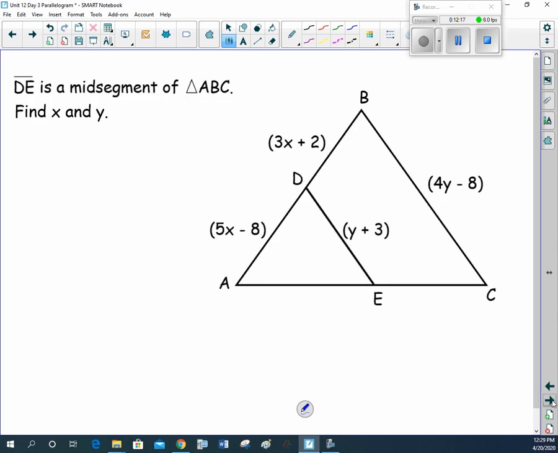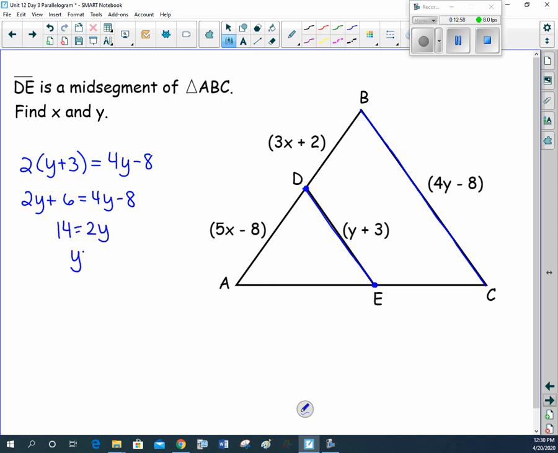Okay, here's another one. It says DE is the midsegment of triangle ABC. So I know this is the middle since this is a midsegment. So this segment right here, y plus 3, is half the length of 4y minus 8. So if I double the y plus 3, that should be the same length as the 4y minus 8. So we get 2y plus 6 equals 4y minus 8. Combine our like terms. So we end up with 2y equals 14, so y equals 7.